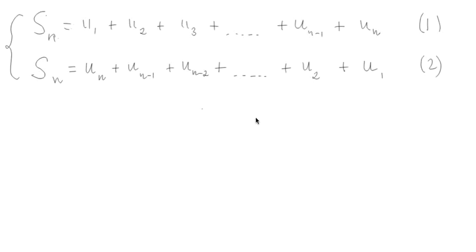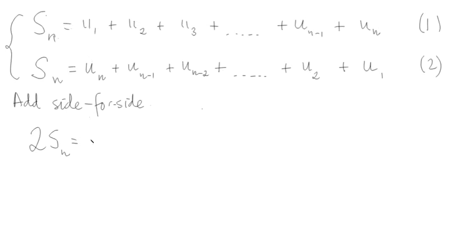So here I have a system of equations, equation 1 and equation 2. What I'm going to do is add the left-hand sides to the left-hand sides and the right-hand sides to the right-hand sides, and we're going to see what we get. So add side for side. So I get Sn plus Sn, the sum to n terms plus the sum to n terms, which is just twice the sum to n terms. It's fairly simple.